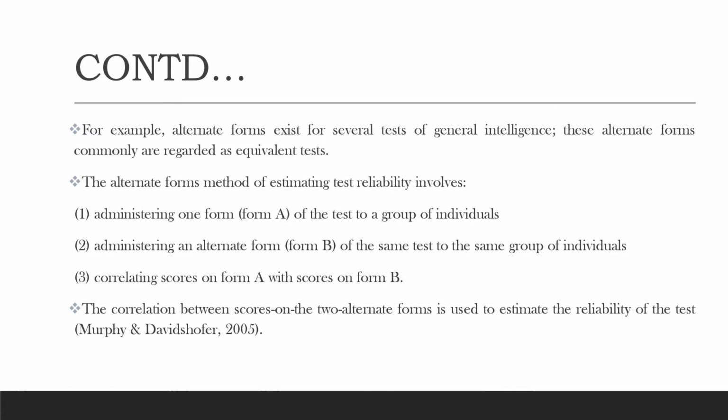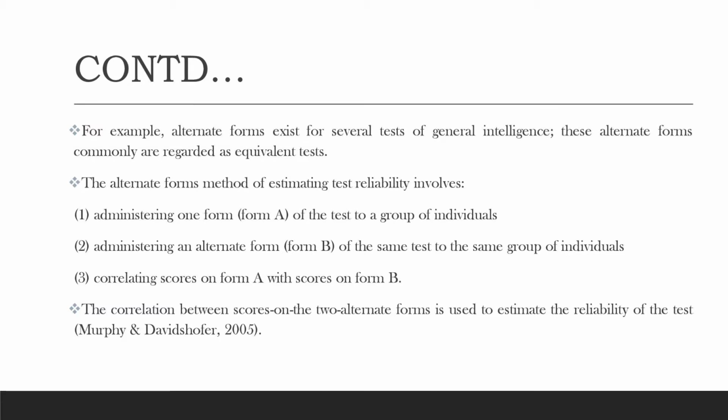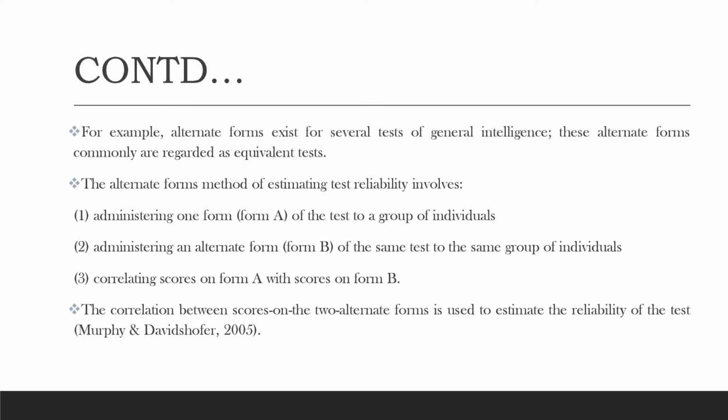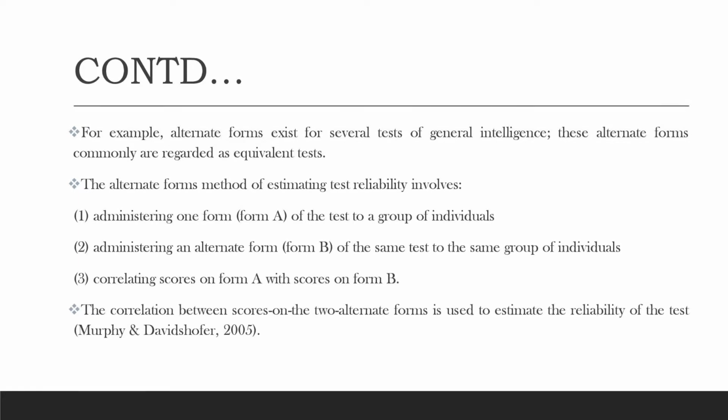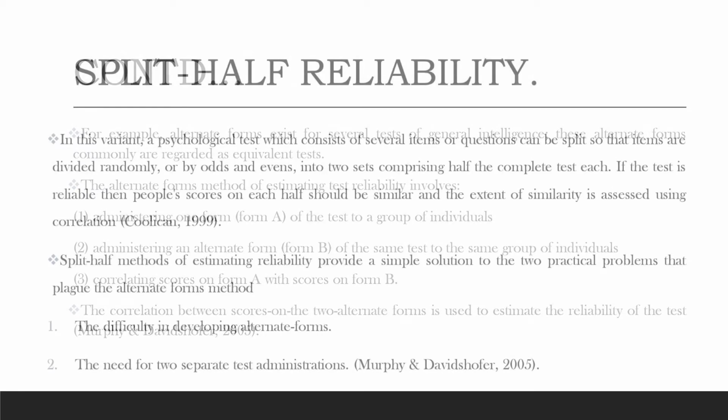The alternate forms method of estimating test reliability involves administering one form, for example form A, of the test to a group of individuals. Next, administering an alternate form, for example form B, of the same test to the same group of individuals. And last, correlating scores on form A with scores on form B. So, the correlation between scores on the 2 alternate forms is used to estimate the reliability of the test.